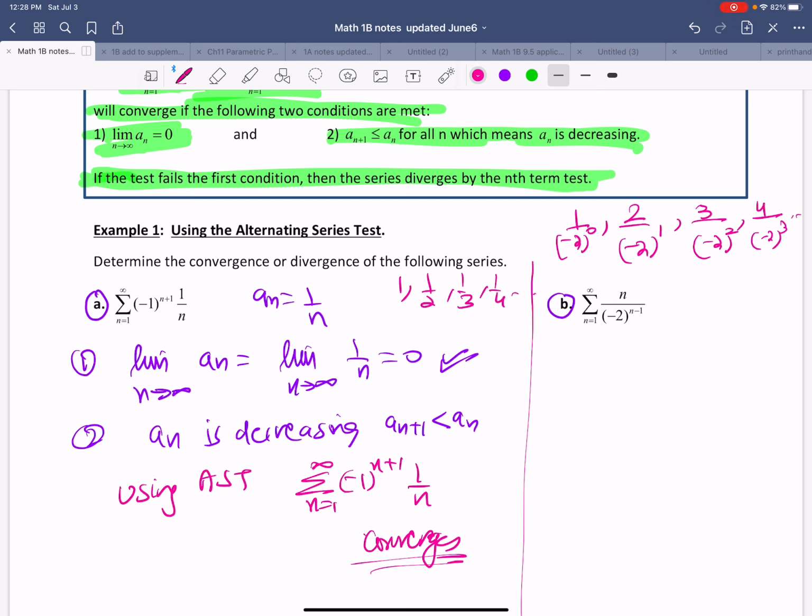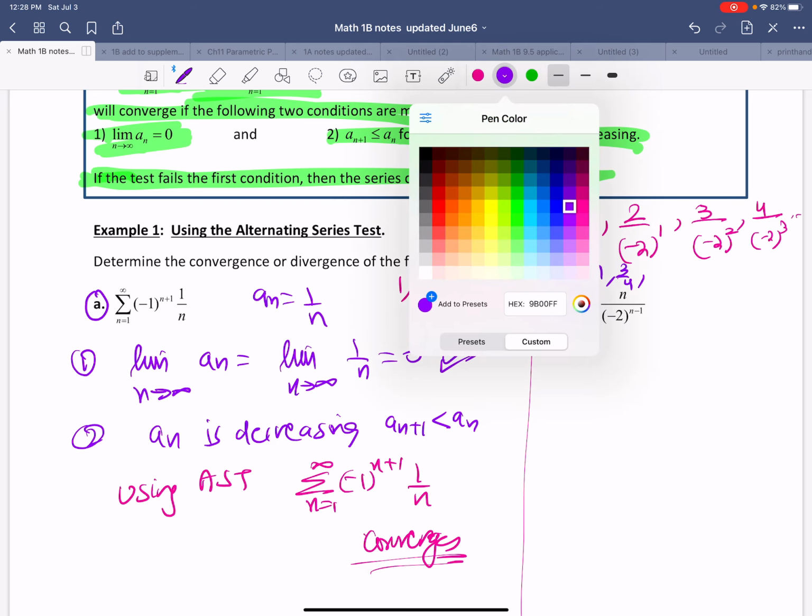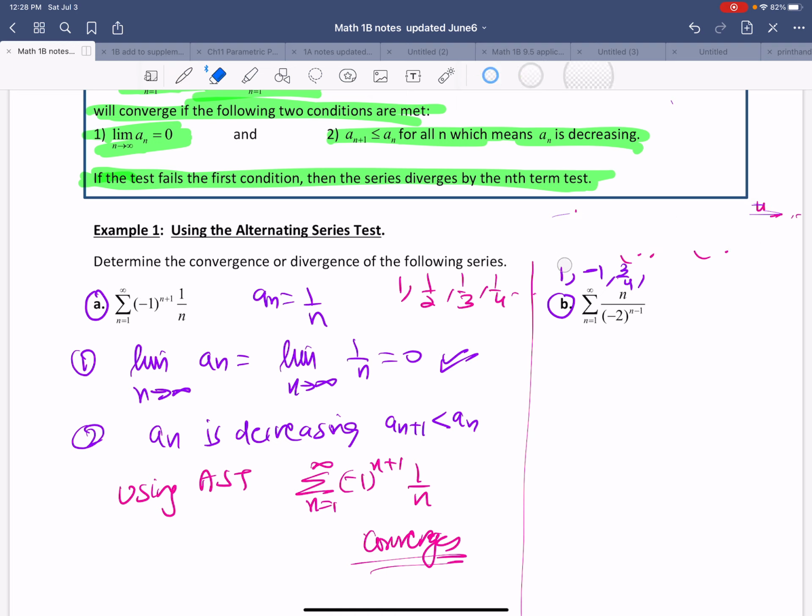So these are just the first few terms I wrote to see how I can express it as an alternating series, if it's possible. My first term is 1. Next term is 2 over negative 2, which is negative 1. Then 3 over 4, it's going to be positive 3 over 4. It doesn't look like it's going to be an alternating series. Let me rewrite the terms, and I'm going to give myself more room.